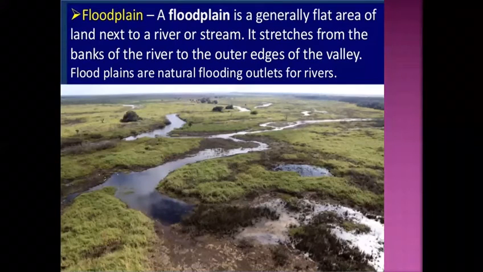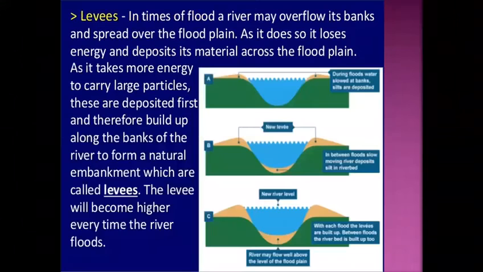The third is the floodplain. A floodplain is a generally flat area of land next to a river or a stream. It stretches from the banks of the river to the outer edges of a particular valley. Floodplains are natural flooding outlets for rivers.